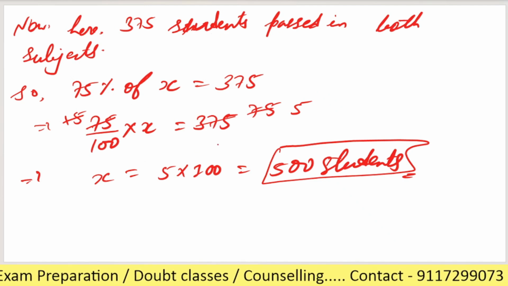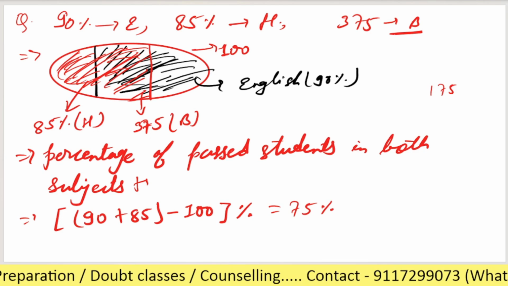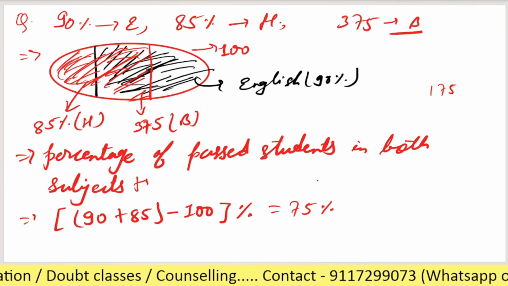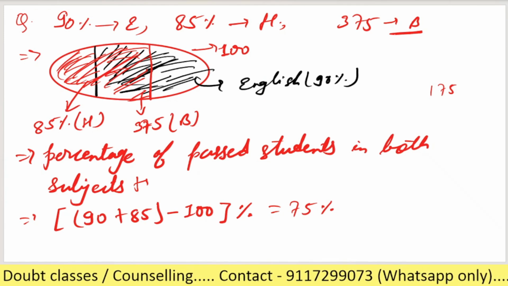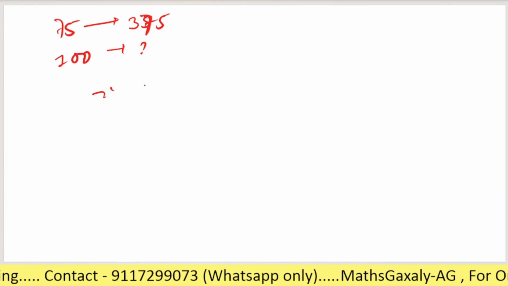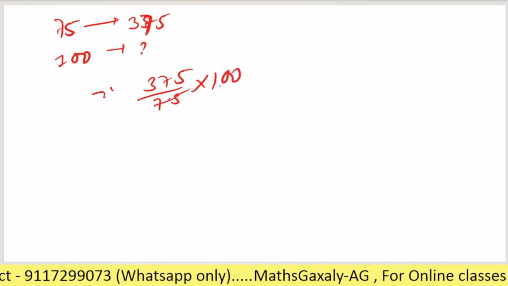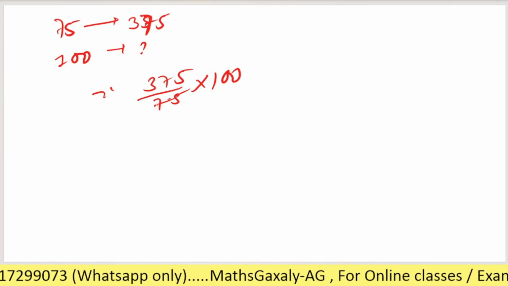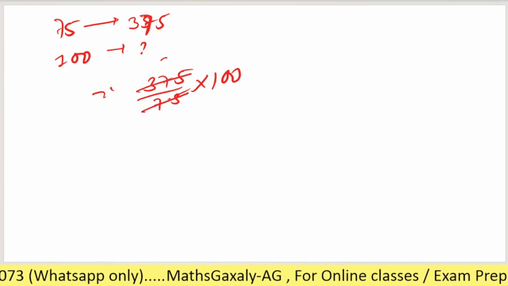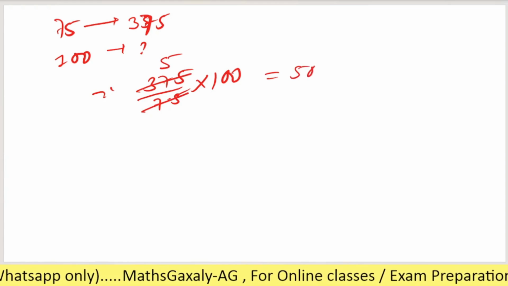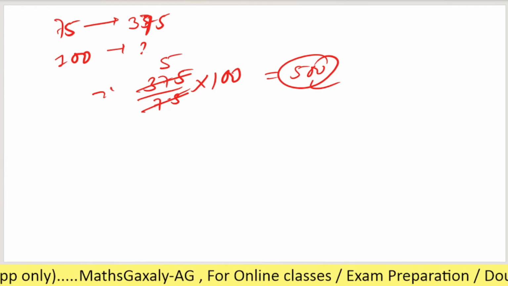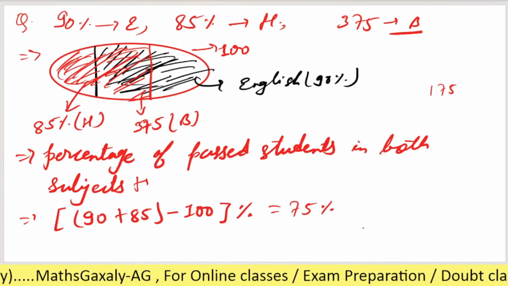If you don't want to do these steps, you can also do it like this. As we get 75% as the extra, who passed in both subjects, this value 75 is equal to 375. What will be the value of 100? 75 into 100, it is 5 times, and here 100, so 500, that's all. Till here you have to do it.